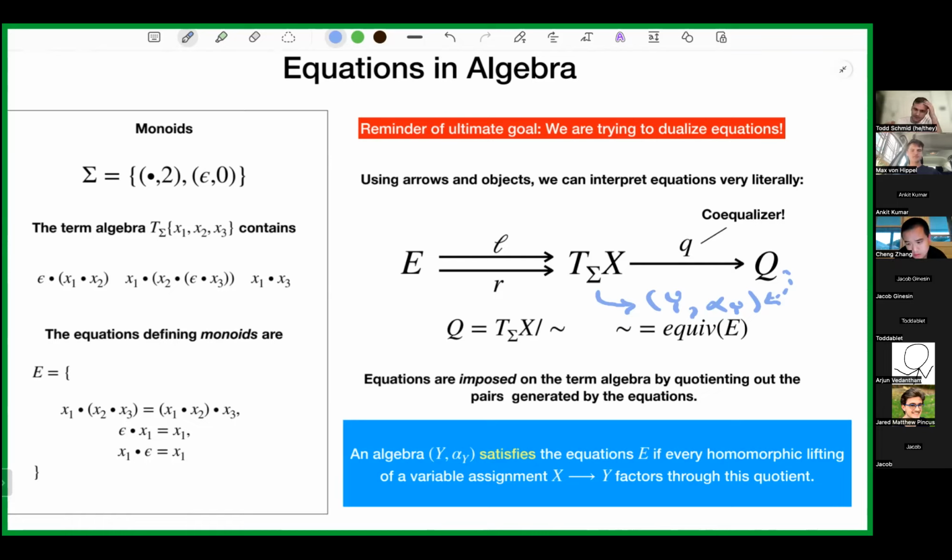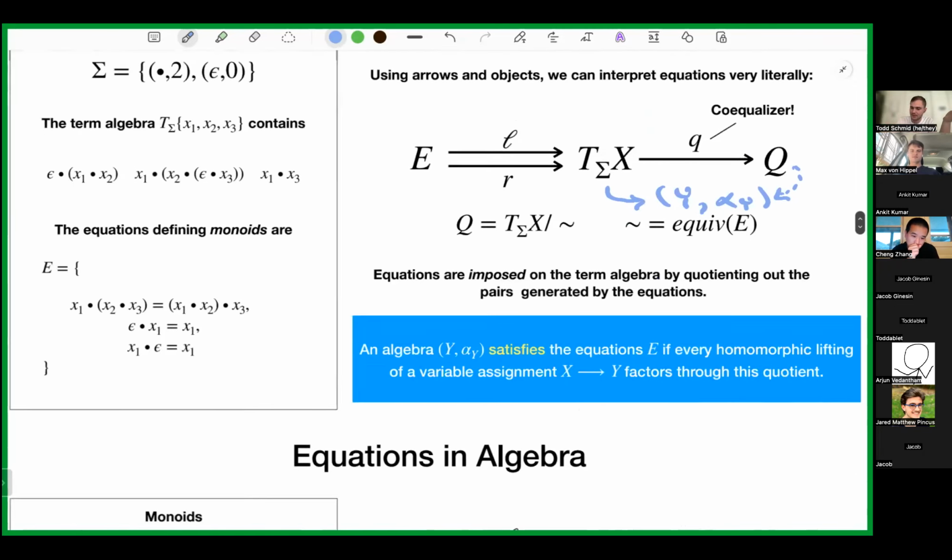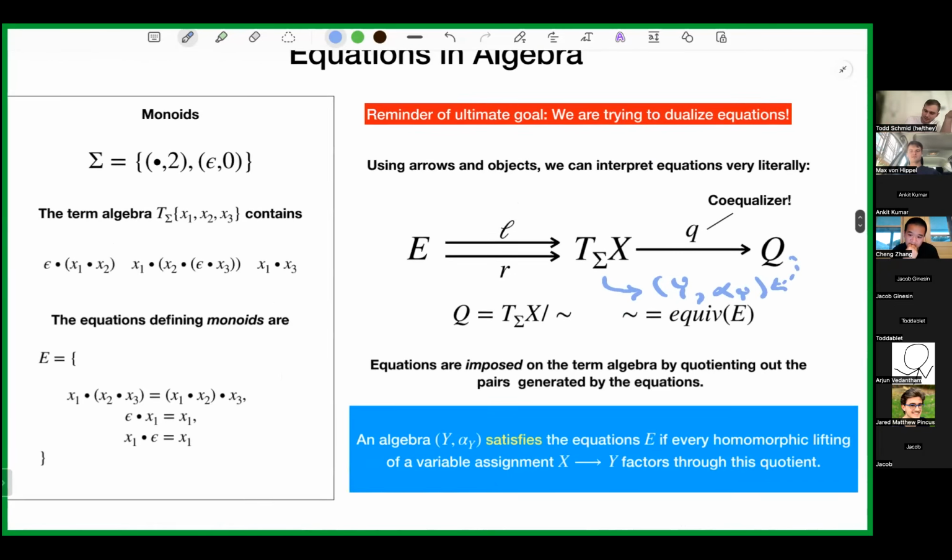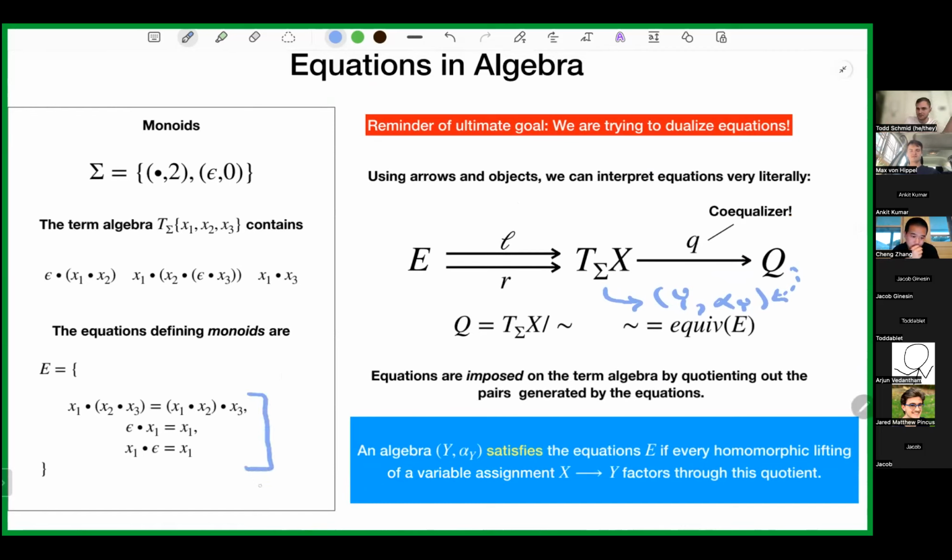Okay, you have to be a little bit careful if this is your approach to constructing the free monoid, because all we've done is identify these particular pairs of terms.